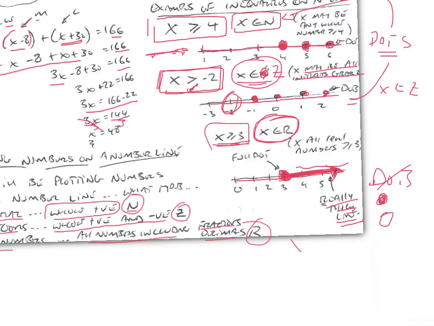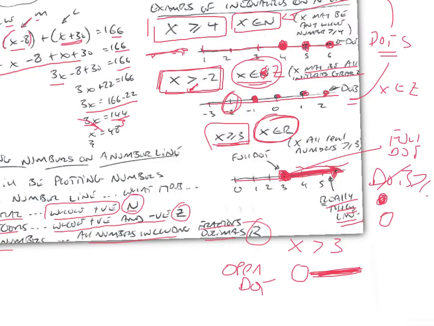Now, if that said x is greater than 3, I would have started my representation with what we call an open dot, not a full dot. The full dot is if we have a greater than or equal to or less than or equal to, because we include it with the full dot. The open dot is greater than or less than. We'll learn more by example.